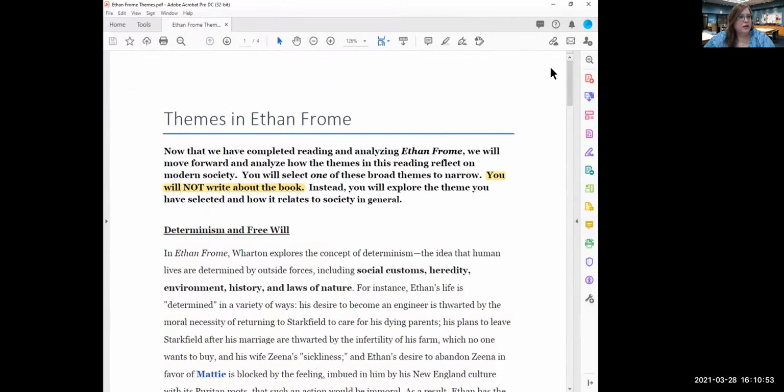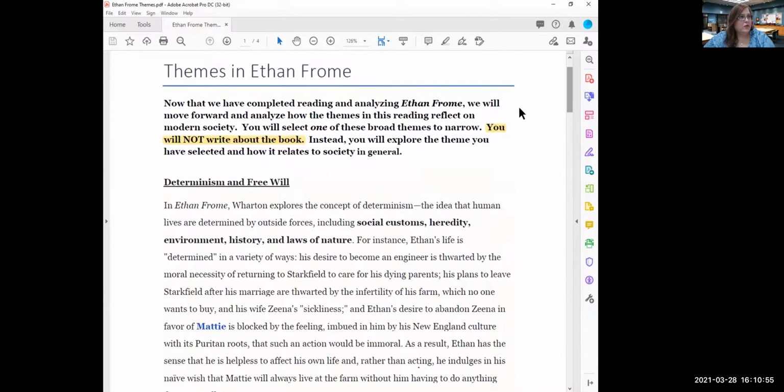All right, themes in Ethan Frome. Okay, so very clearly at the top, yours is not highlighted, but this one is. Now that we've completed reading and analyzing Ethan Frome, we will move forward and analyze how the themes in this reading reflect on modern society. You will select one of these broad themes to narrow.